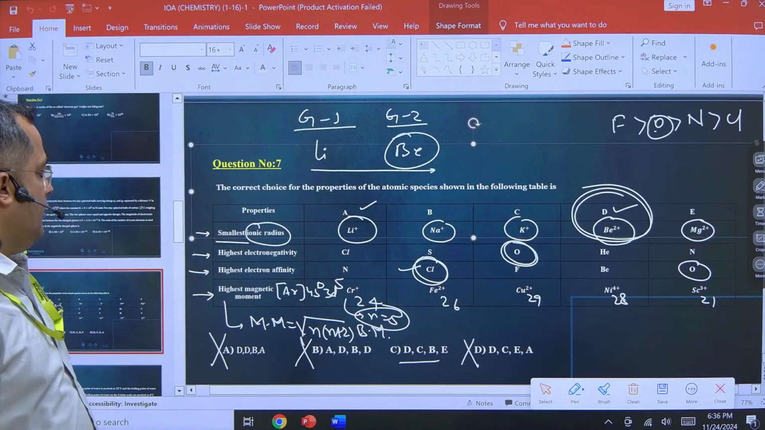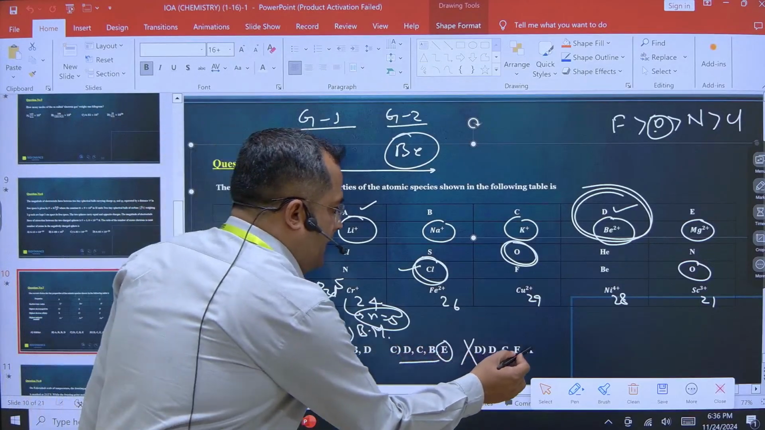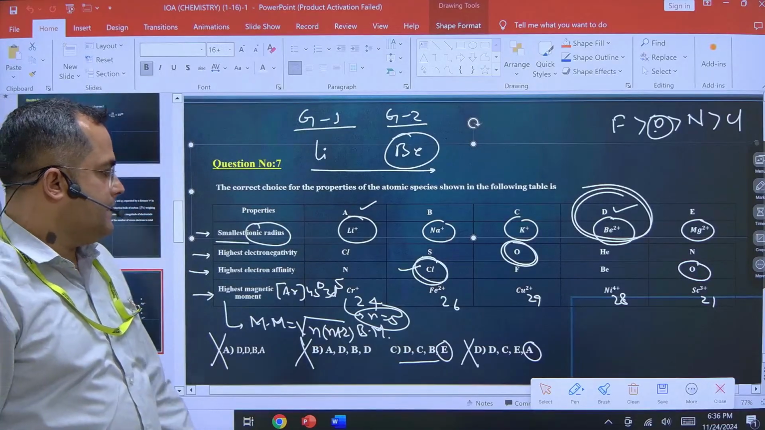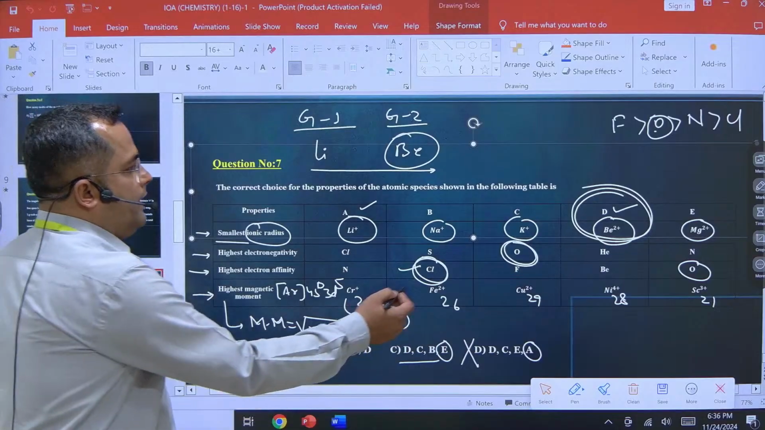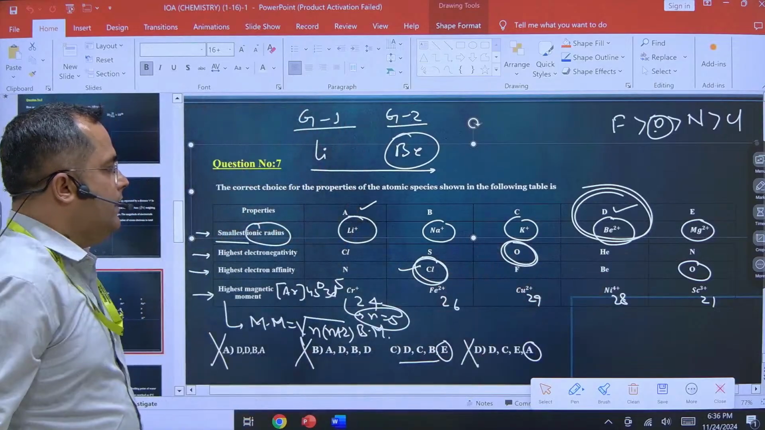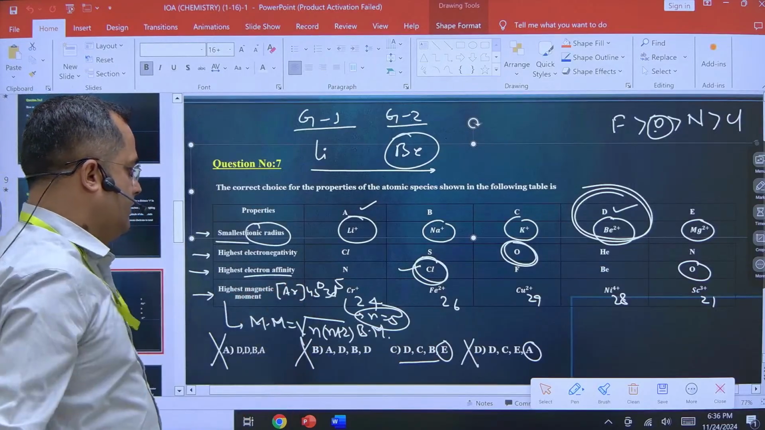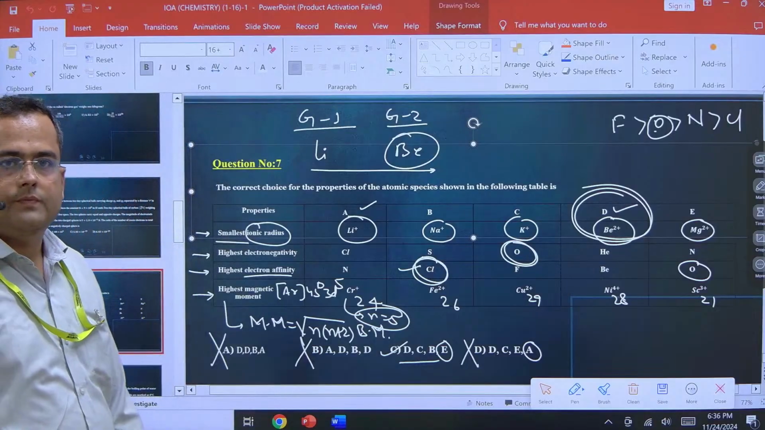So A option is correct, but see here, it is given E and here it is given A. So in option C and D they are conflicting because of chlorine and oxygen. Chlorine has the highest electron affinity. So from my side I will go with C option. Okay.